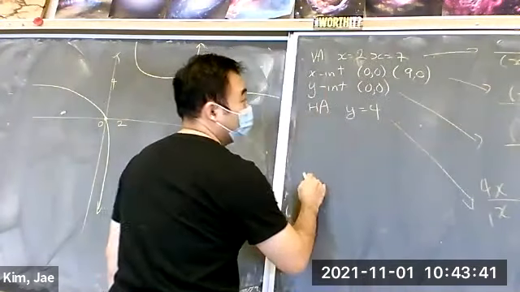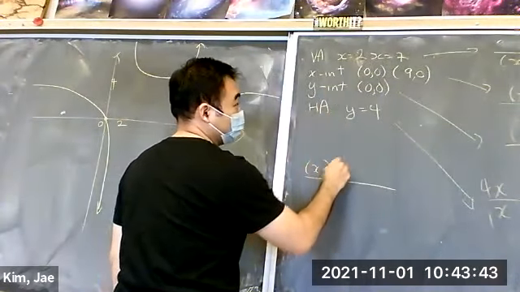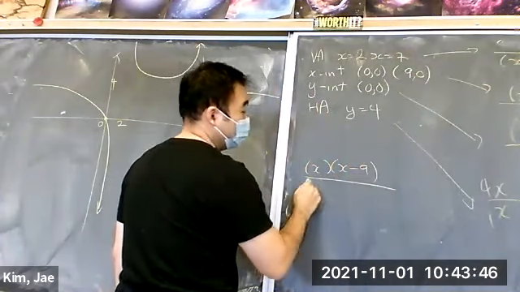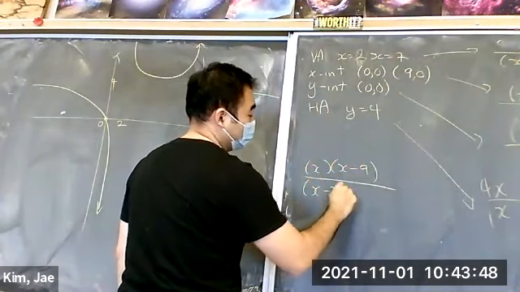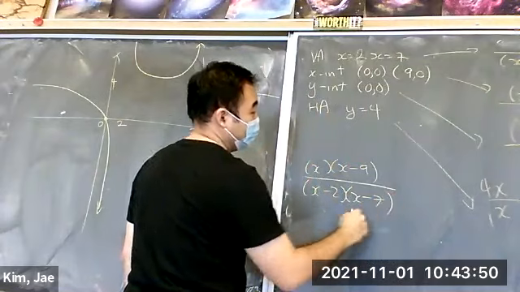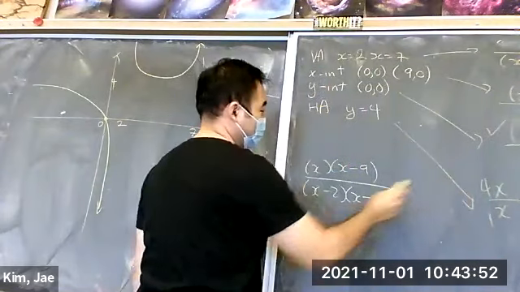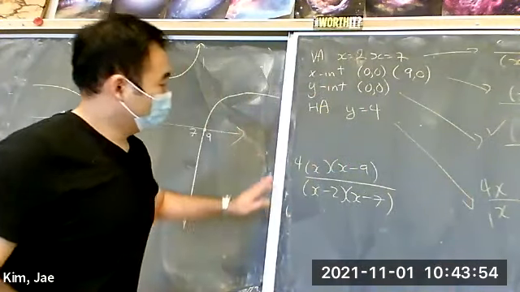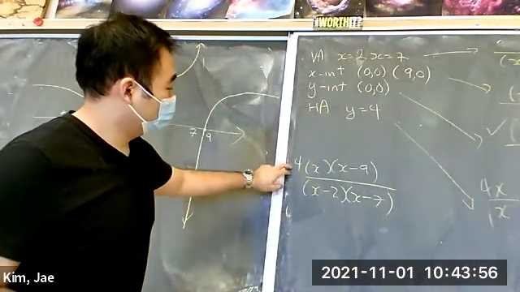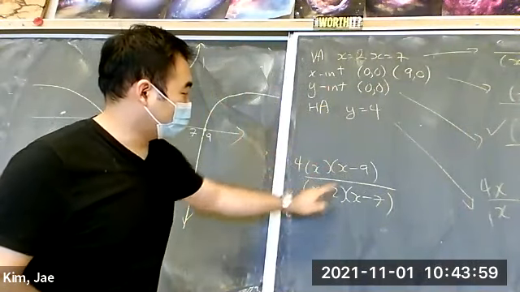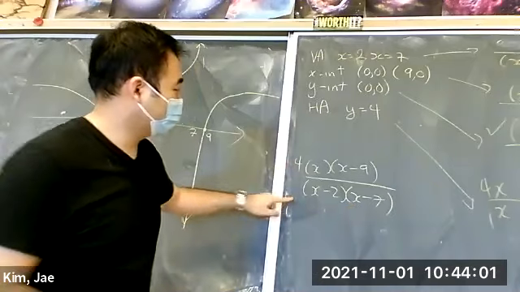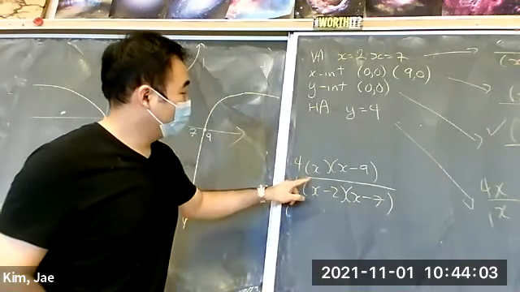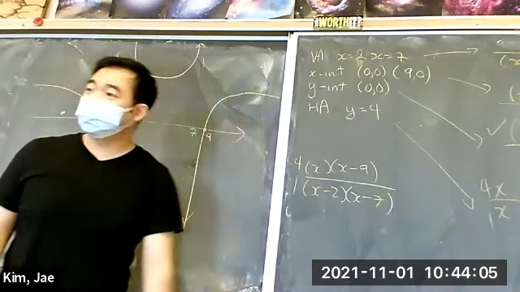So let's see. The numerator has to have x and x minus 9. The denominator is x minus 2 and x minus 7. That's already satisfied. The ratio has to be 4. Does that work? X squared, 4 is up top, it's a leading coefficient. That could be 1. Yes.